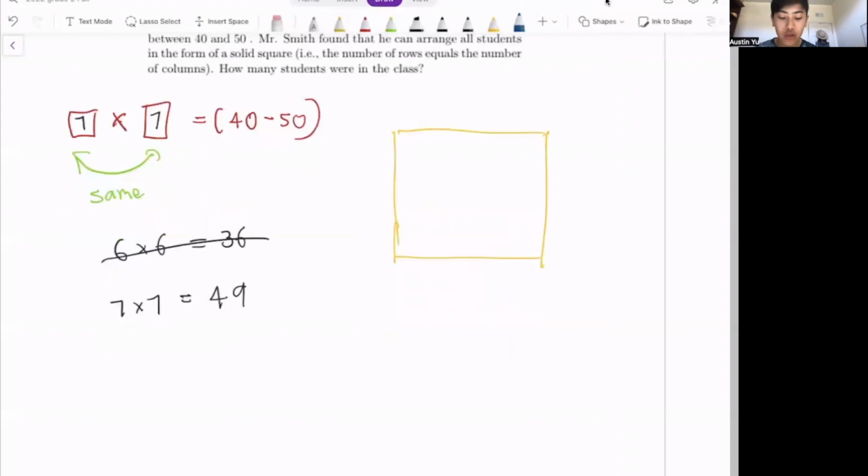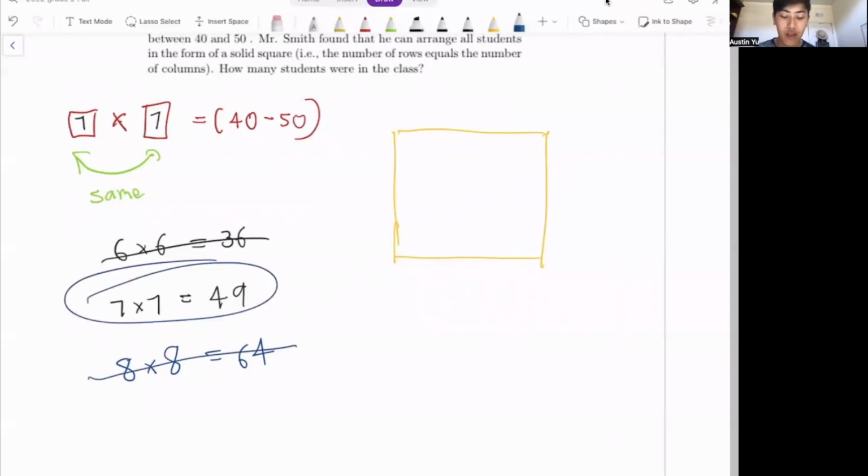But just to be safe, let's try out 8 times 8 as well. Well, that gives us 64. That's too large, so therefore 8 times 8 is not right as well. So therefore, we get 49 students in this class with 7 rows and 7 columns. And let me just fill in this box.